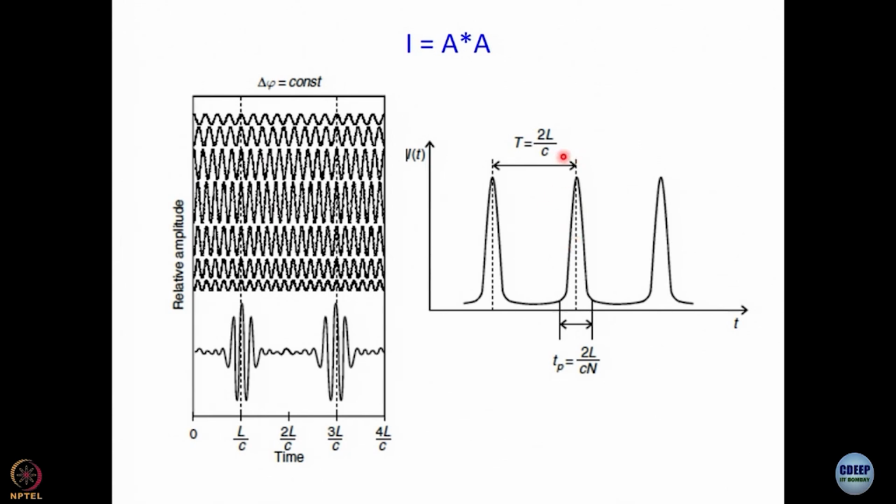See, repetition rate is 2L by C. All that is important there is what is L. L tells you what the repetition rate will be, right. But pulse width, that is where number of modes come in. So, now let us see how.